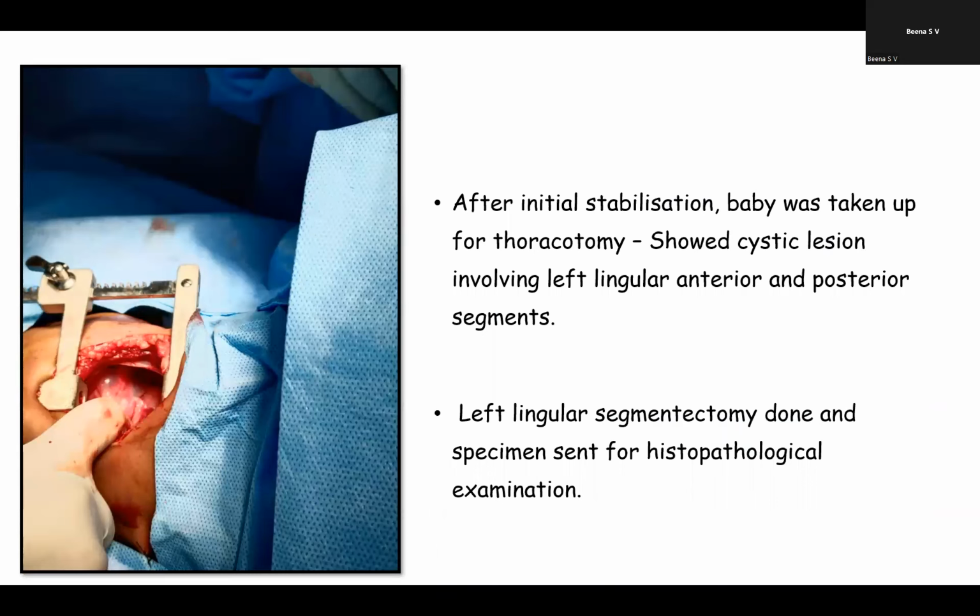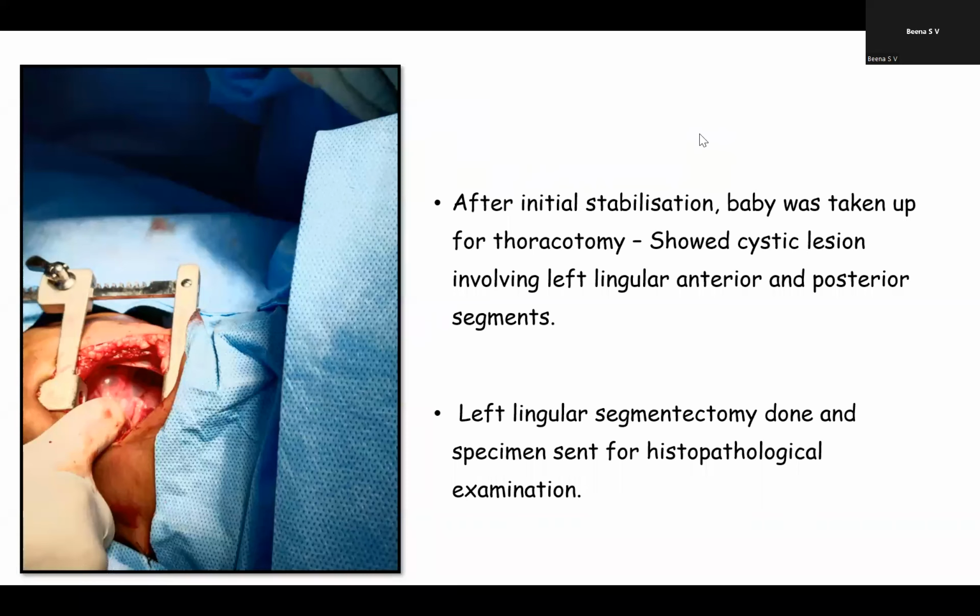If segmentectomy is possible, you are removing the diseased portion of the lung and retaining the normally functioning lung. So that will keep the baby's ventilation perfusion retained. So that is the problem with CPAM. So when a CPAM is diagnosed, your intervention should be decided.